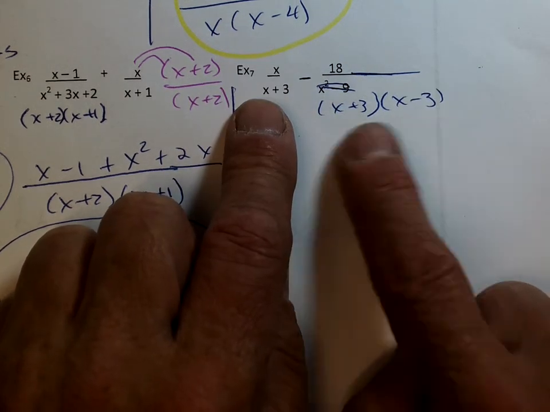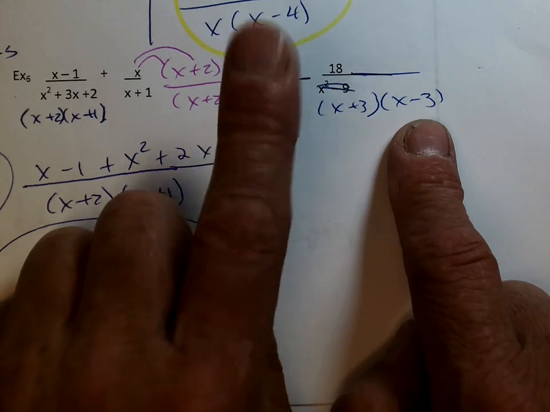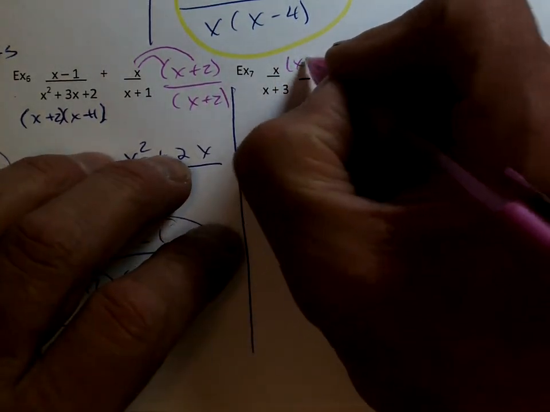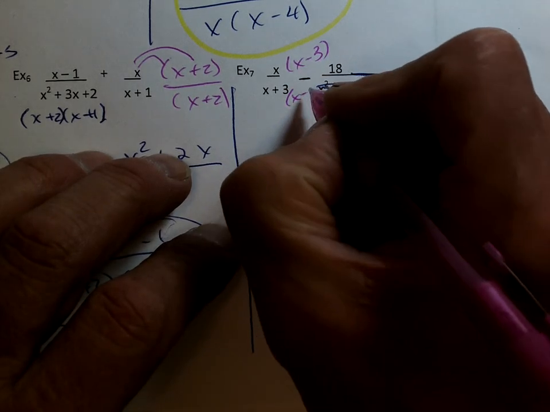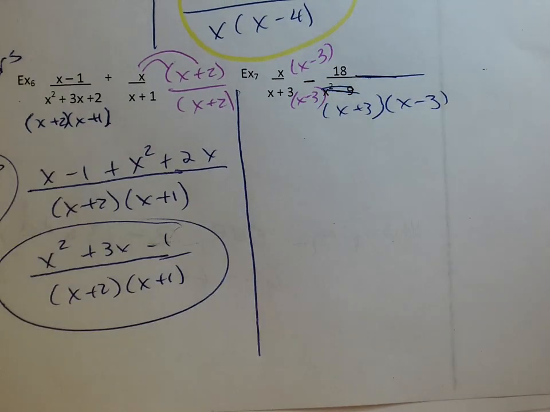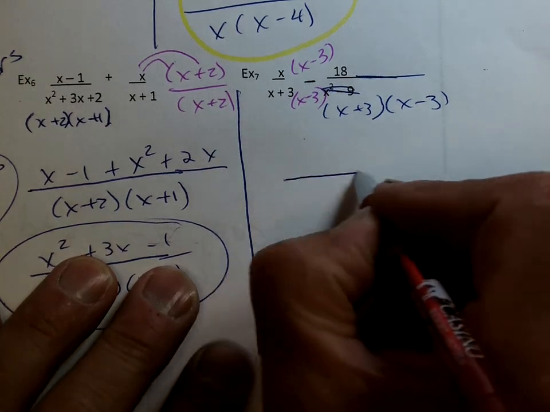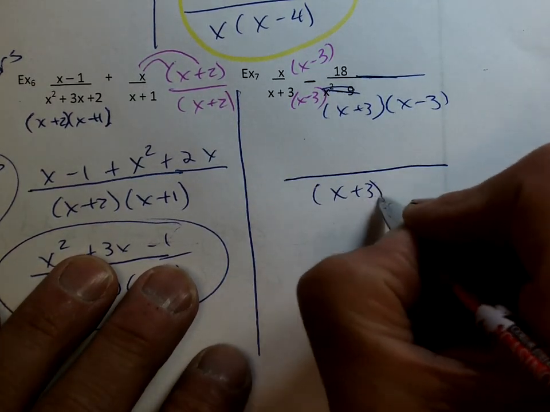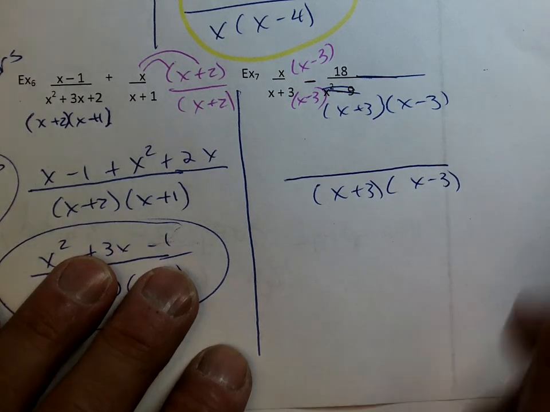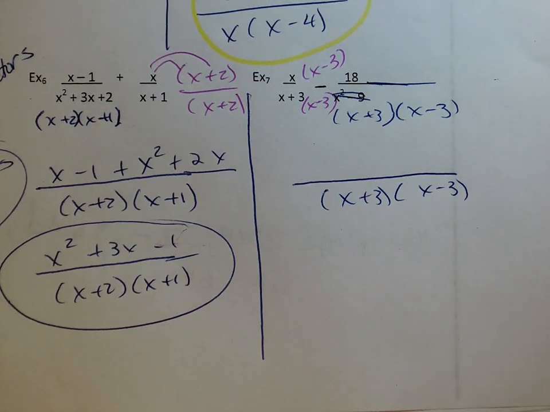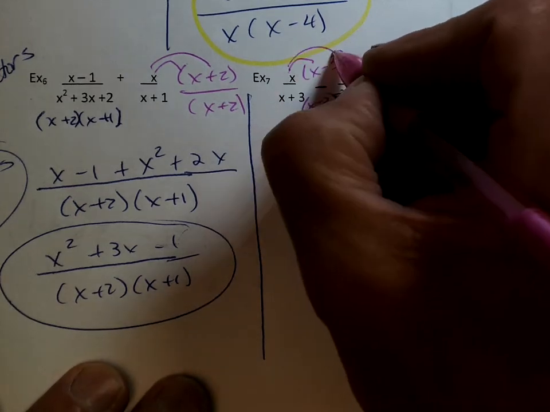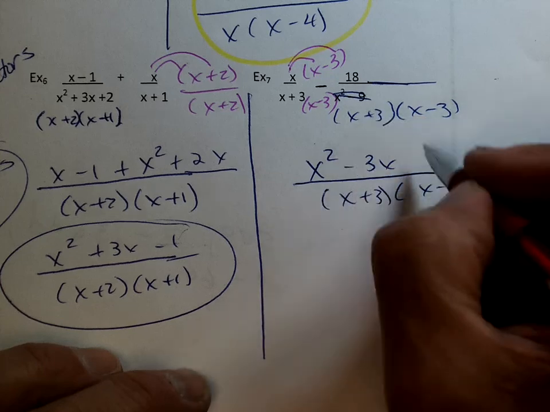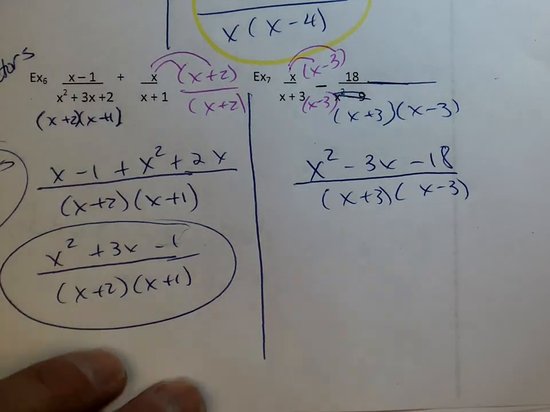This has an x minus 3, x plus 3, but this one doesn't. So let's give it an x minus 3. So I'll get an x minus 3 over an x minus 3. Squish that in there. That's okay, because I know I'm going to write down the common denominator, which is x plus 3, x minus 3. Okay. Now let's simplify the numerator. I'll get an x squared minus 3x, right? I'm going to get an x squared minus 3x, and then minus 18.